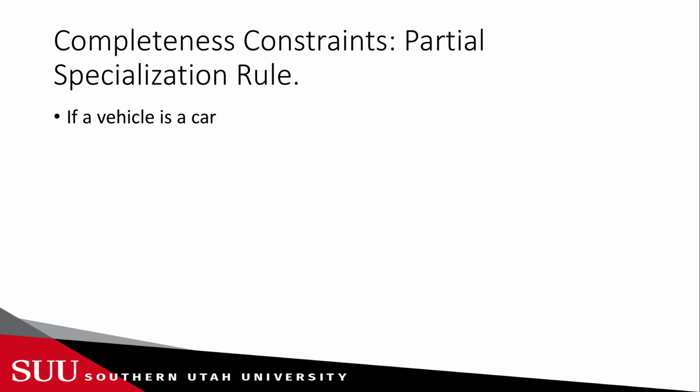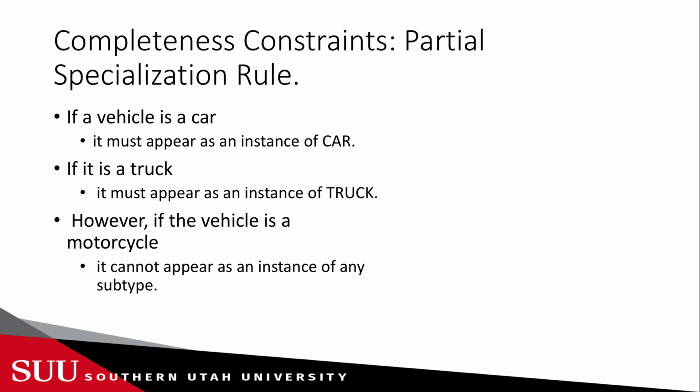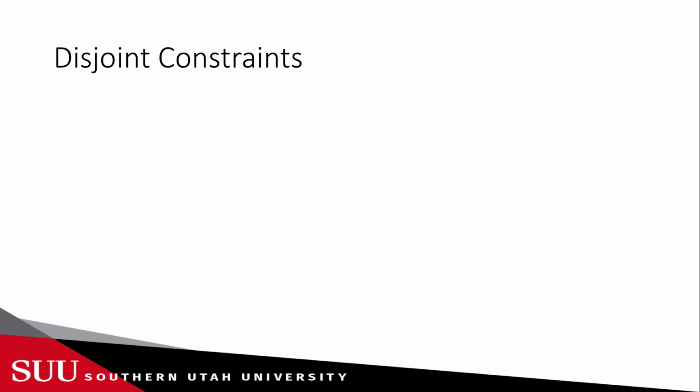So again, if a vehicle is a car, it must appear in an instance of car. If it's a truck, then it must appear as an instance of truck, as we saw in the ERD. However, if it's a motorcycle, it will not appear in any of those subtypes because it is going to be for the supertype alone. Now let's talk about disjoint constraints.